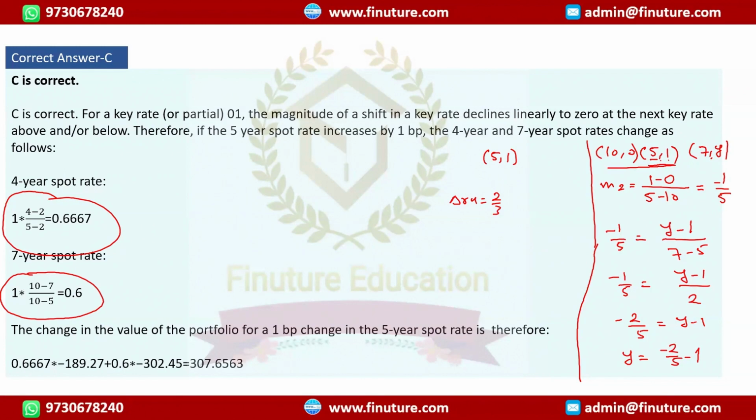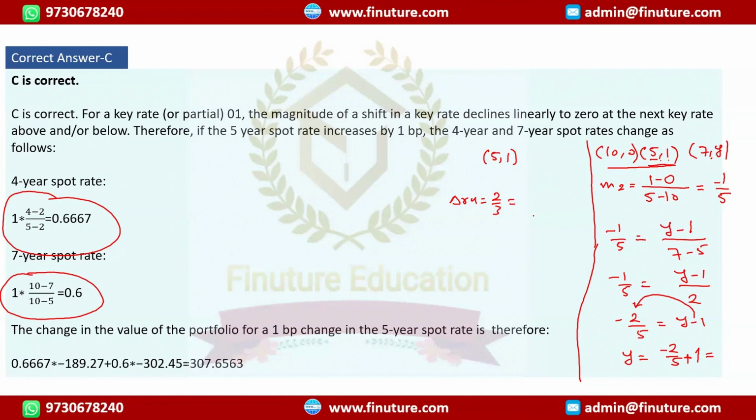Okay, again, I made a very basic mathematical mistake. If I bring this minus on this side, it would be plus. So 1 minus 2 by 5. How much is it? 1 minus 2 by 5. Can you calculate 2 by 3 for me?